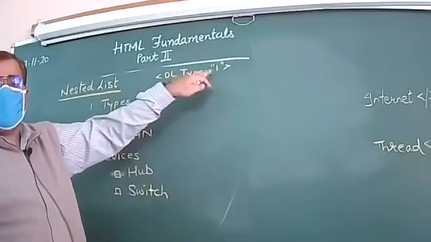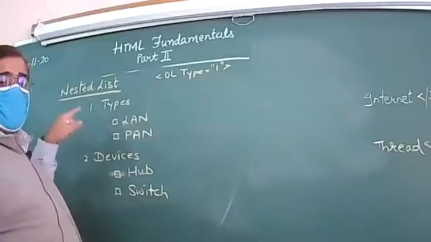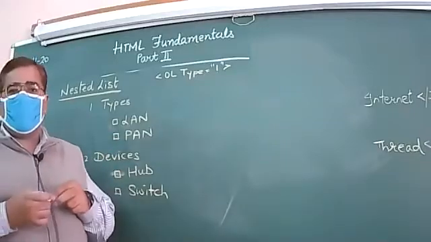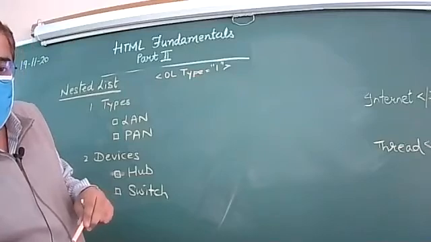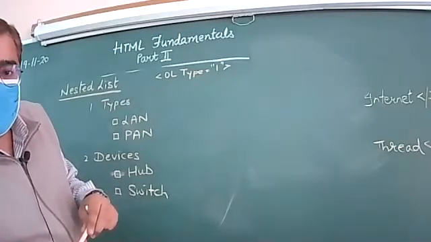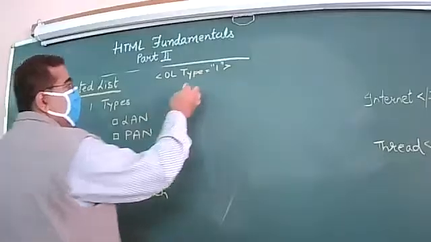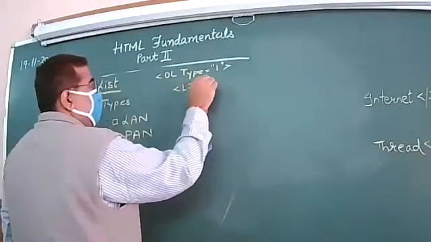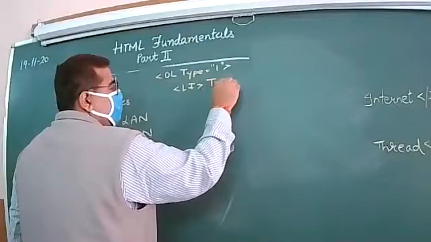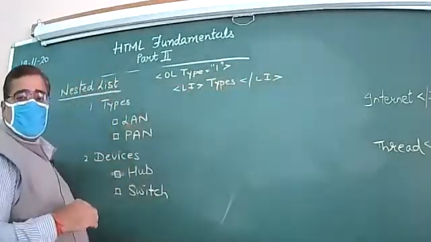No need to mention type attribute because your style is 1, 2, 3, which is the default style of order list. So you can skip the type attribute. But if it is A, B, C or Roman, then it is compulsory to write the type attribute. Now I write the first option, types. Clear?